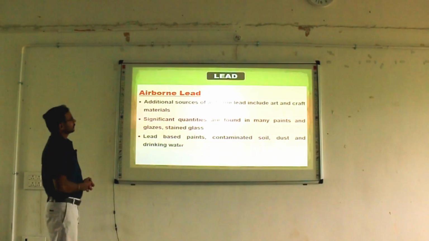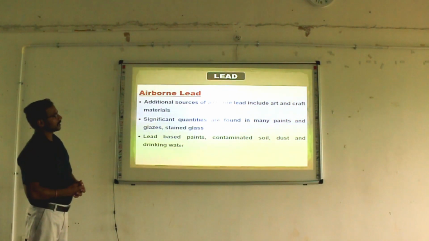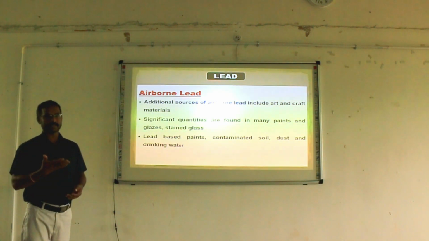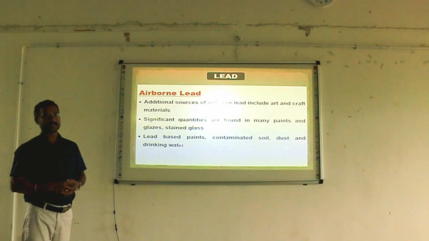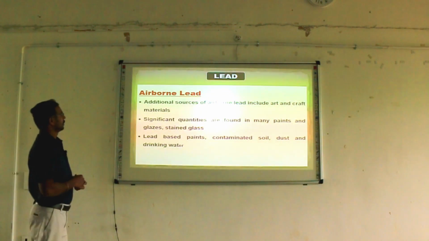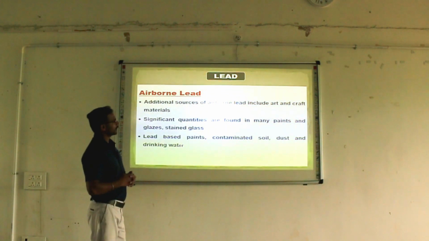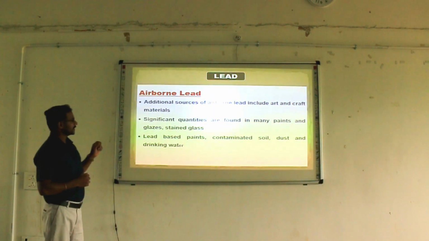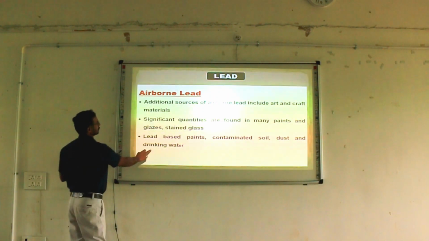Then another one is lead. This is airborne lead. Additional sources of airborne lead include art and craft materials. Already we know newspaper printing material mainly uses lead, which will cause problems. Then significant quantities are found in many paints, glasses and stained glasses, then lead-based paint, contaminated soil, dust and drinking water. These are the main sources.